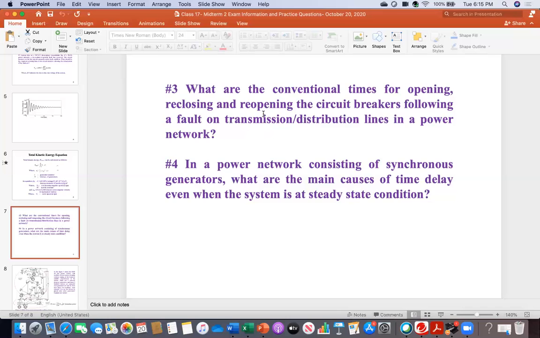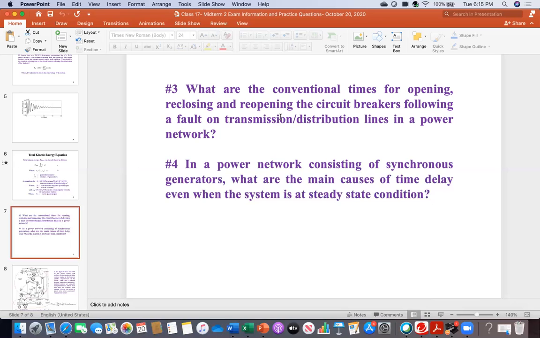If it was a temporary fault, for example, as an engineer you are working on a power line and you just made a short circuit and you realize that you are not doing it right, immediately you clear the fault, or a bird was flying and created a short circuit between two lines or all three lines, and then the bird flew away.